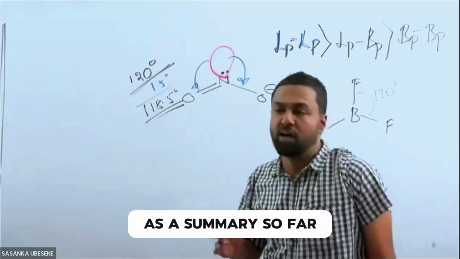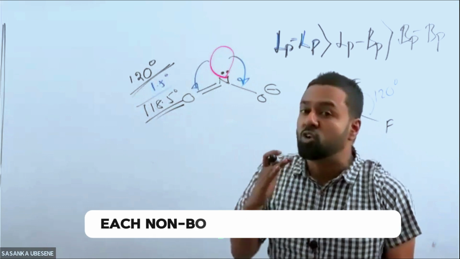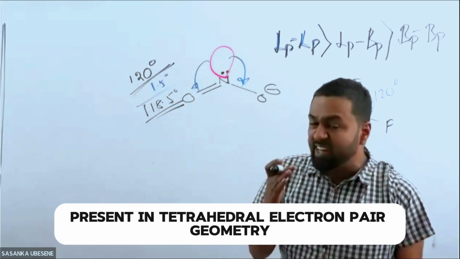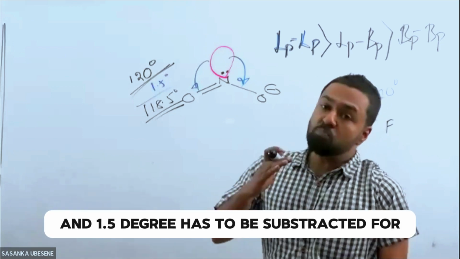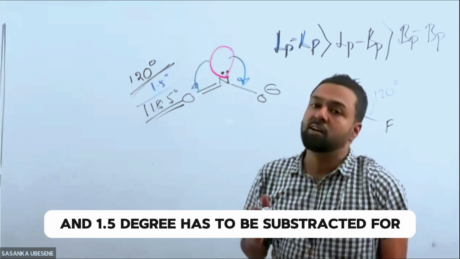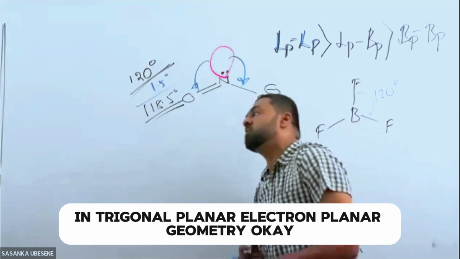As a summary so far, 2.5 degrees should be subtracted for each non-bonding electron pair present in tetrahedral electron pair geometry. And 1.5 degrees has to be subtracted for each non-bonding electron pair present in trigonal planar electron pair geometry.